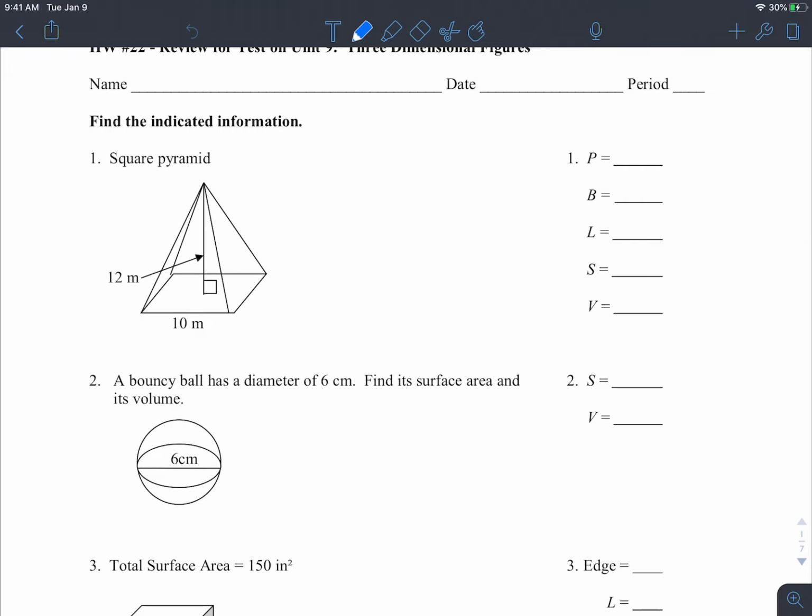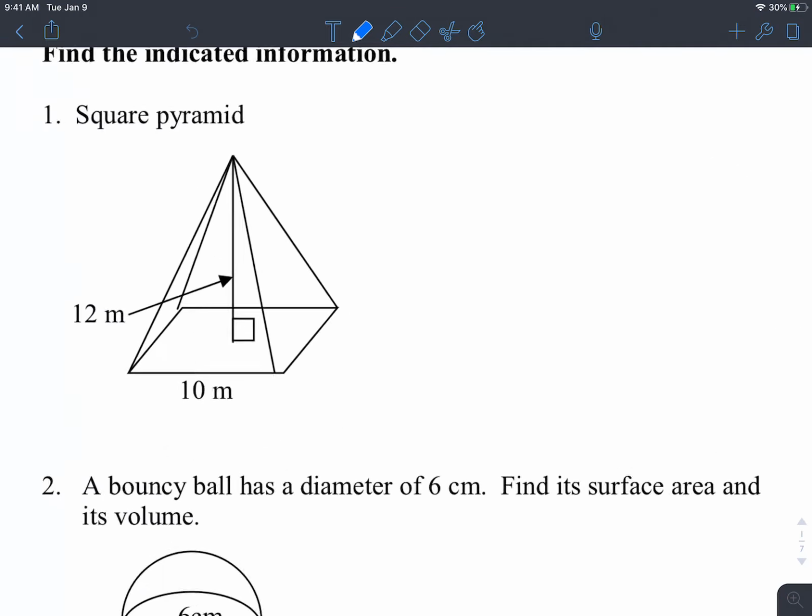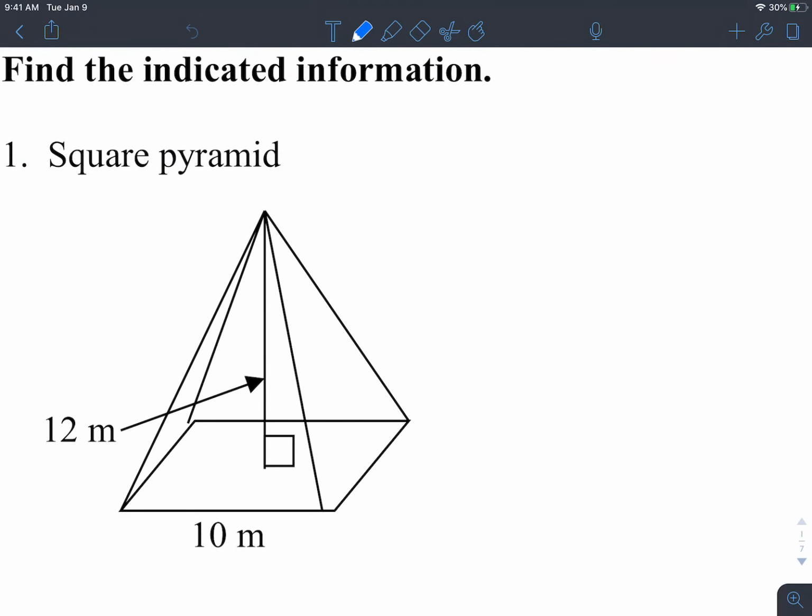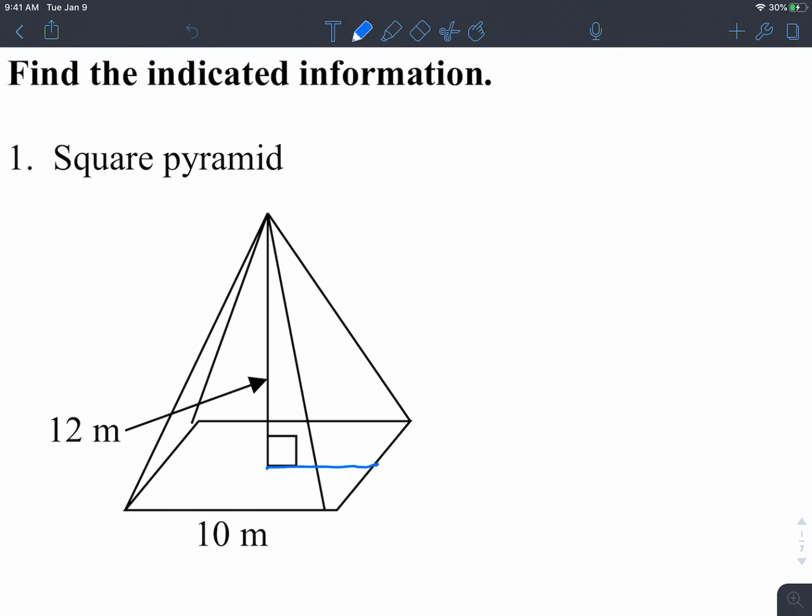Alright, here we go. We got a square pyramid here. We are going to find the lateral area, surface area, and volume of that figure. So, usually with the pyramids here, we will want to make a right triangle, just like this right here.